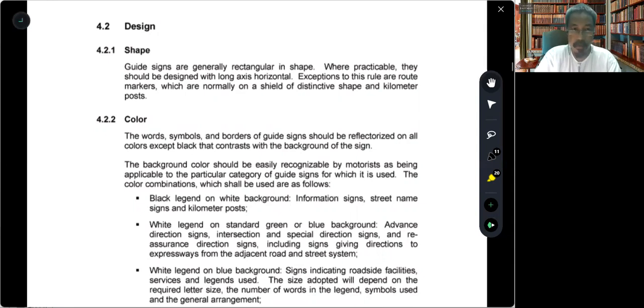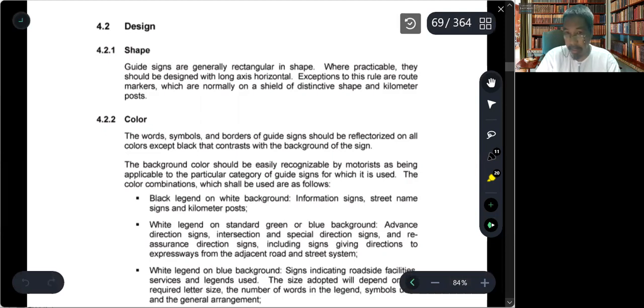Color: words, symbols, and borders of guide signs should be reflectorized in all colors except black that contrast with the background of the sign. The background color should be easily recognizable by motorists as being applicable to the particular category of guide signs for which it is used. The color combinations which shall be used are as follows. Black legend and white background: information signs, street name, and kilometer post.